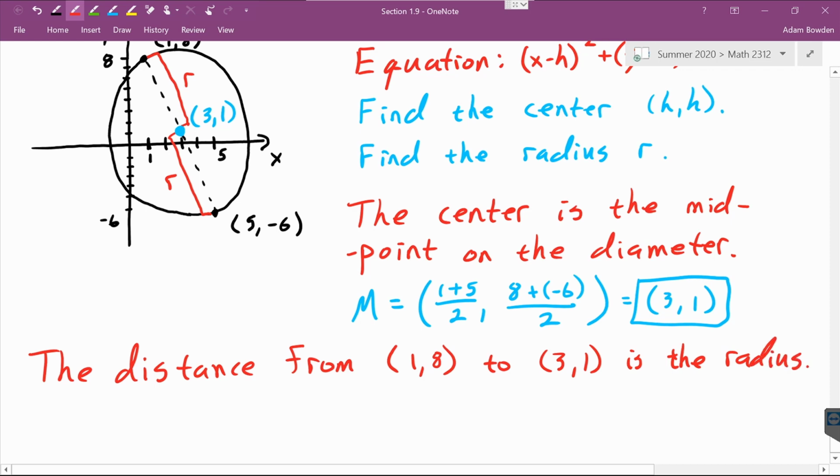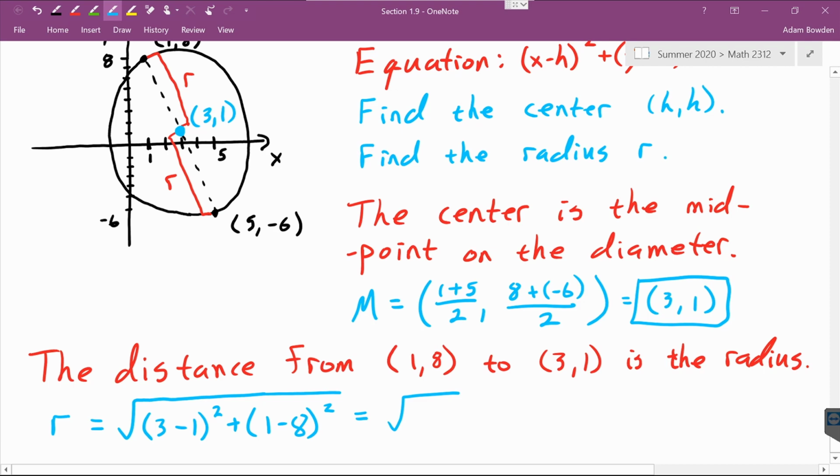So going back to our distance formula, this would look like the square root of 3 minus 1 all squared plus 1 minus 8 all squared. That would turn into 4 plus 49, and the square root of that would give us the square root of 53. So that is our radius here.